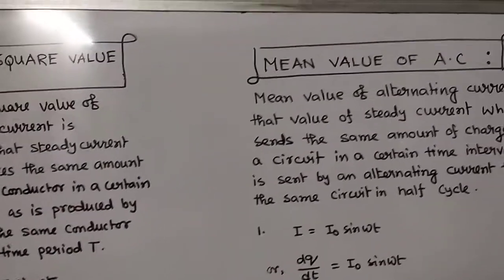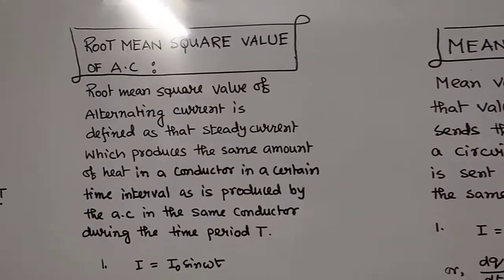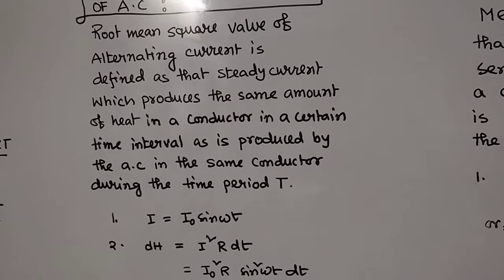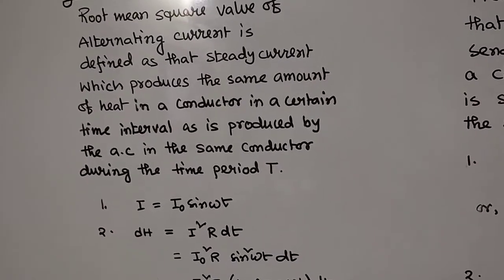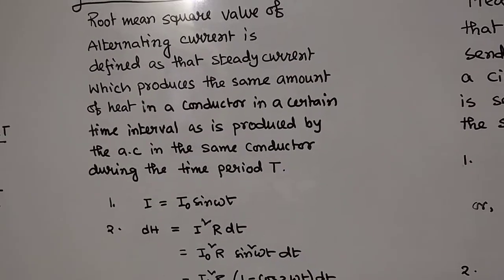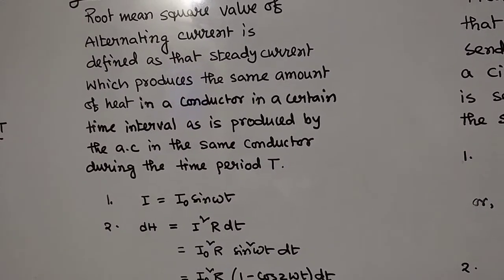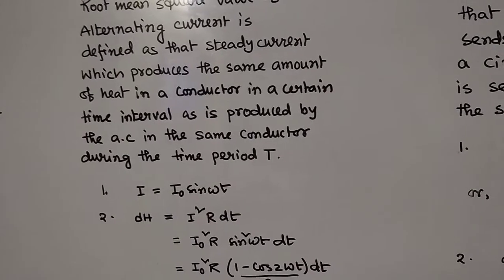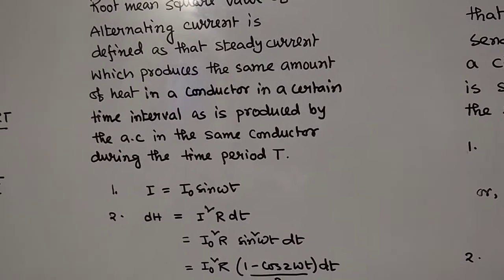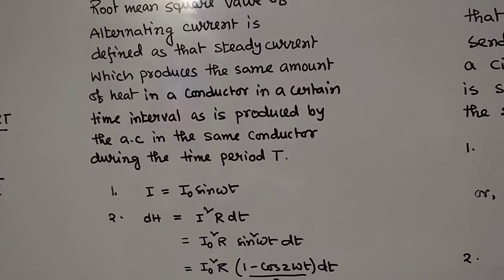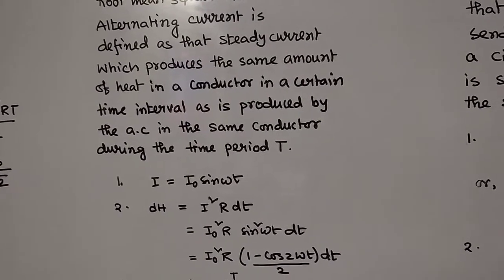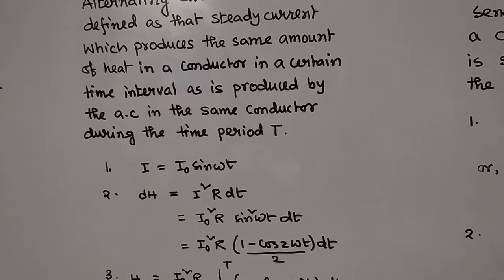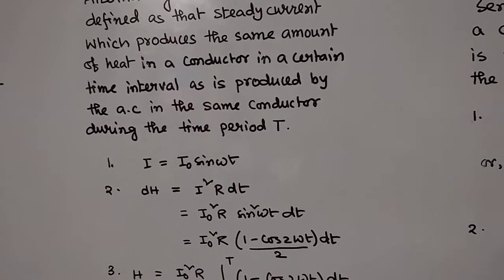So here, for mean value we have to define charge, and for root mean square we have to define heat. So I equal to I naught sin omega t, across the resistor we are considering an AC source. So if we consider a small time dt, the amount of heat produced is given by the formula I square R dt, dH, and this dH is the amount of heat produced during the time dt by the AC source current. So let me substitute I naught square sin square omega t, and R is there, dt.